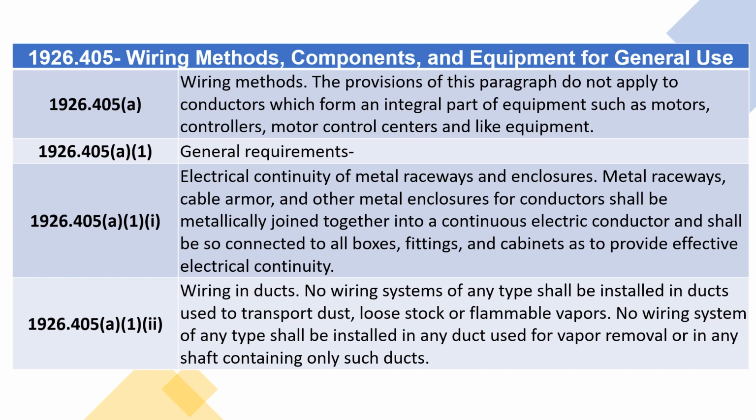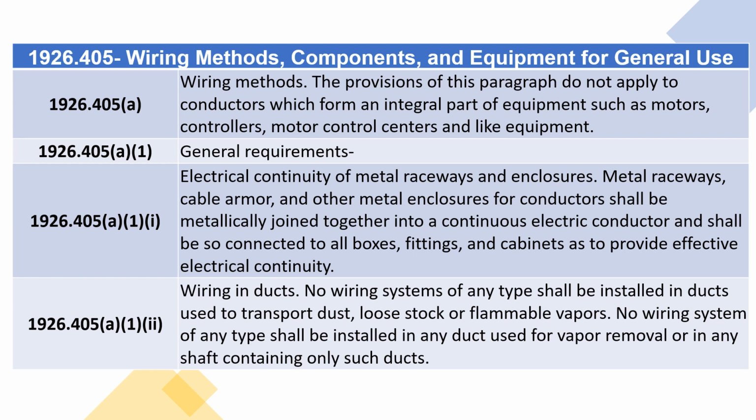1926.405 A.1.I. Electrical continuity of metal raceways and enclosures. Metal raceways, cable armor, and other metal enclosures for conductors shall be metallically joined together into a continuous electric conductor and shall be so connected to all boxes, fittings, and cabinets as to provide effective electrical continuity.